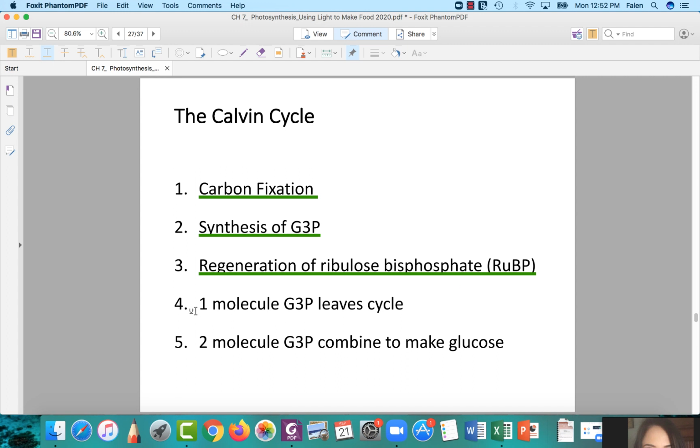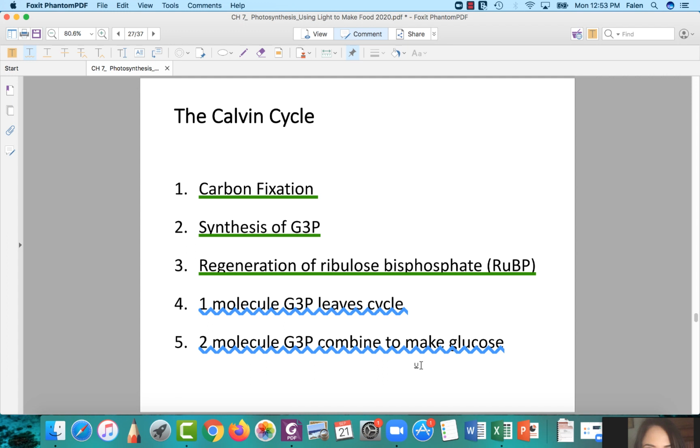Okay, now these steps also occur. However, you will see at times either they will say that this is a step or they'll just shove it in there as material and expect you to know that it's happening. I like to teach it as a step so you know exactly what's happening all the time. All right, one molecule of G3P is going to leave the cycle. 2 molecules of G3P combine to make glucose. Now that's actually pretty significant. 2 molecules of a compound called G3P come together and make glucose.